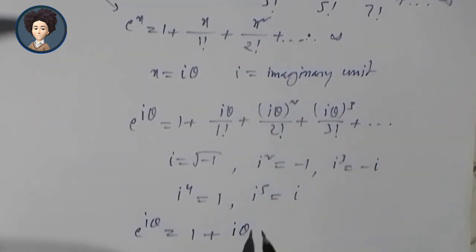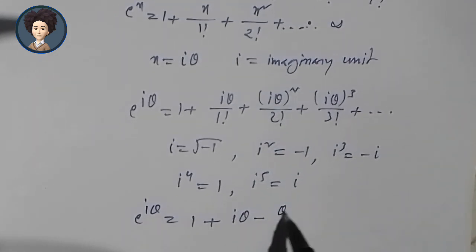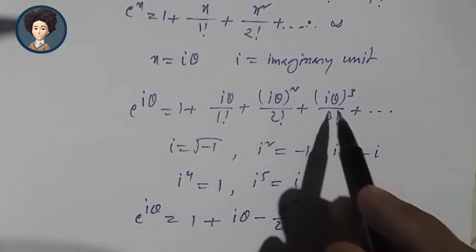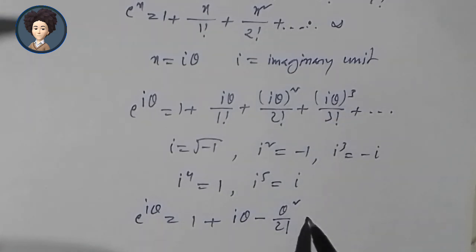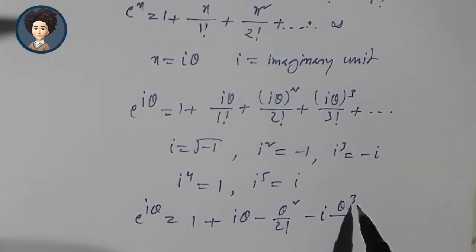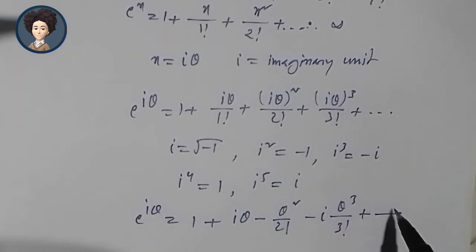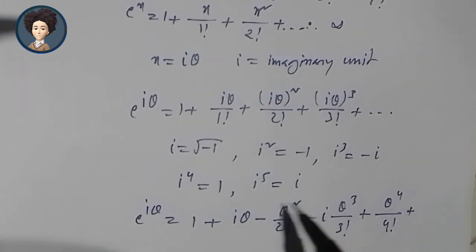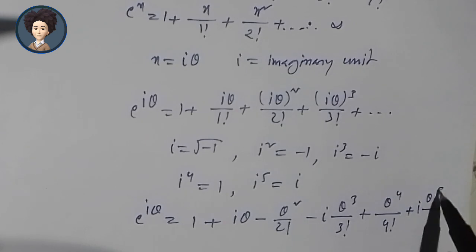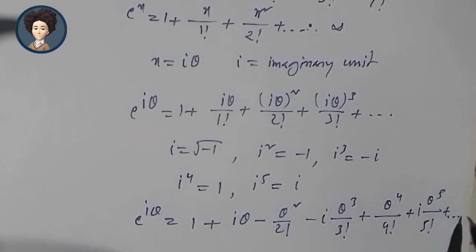Now e to the power i theta becomes 1 plus i theta, and since i squared means minus 1, we get minus theta squared by 2 factorial. I cubed is minus i, so minus i theta cubed divided by 3 factorial. I to the power 4 is plus 1, so plus theta to the power 4 by 4 factorial. And again i to the power 5 is i, so plus i theta to the power 5 by 5 factorial, and so on. We get this.